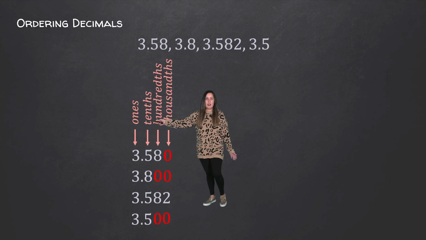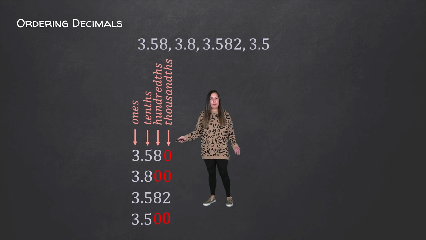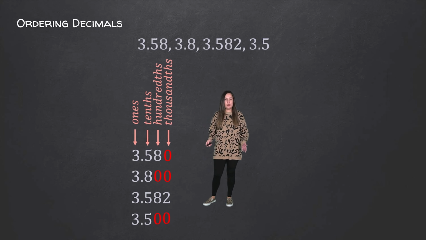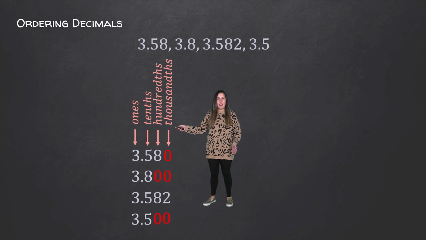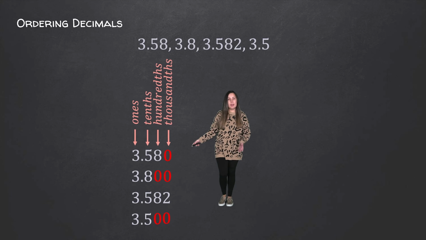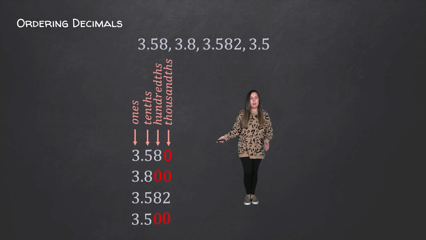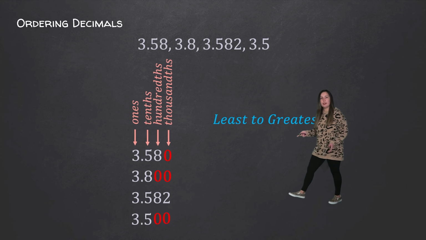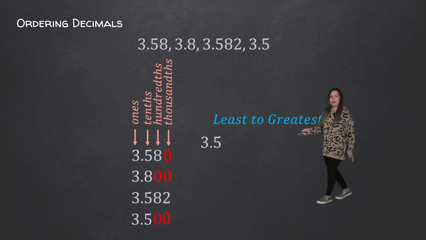So, starting off, if we look at the ones place, we have 3, 3, 3, and 3. So we cannot use the ones place to compare. Now, if we look at the tenths place, we have 5, 8, 5, and 5. So we're going to compare the numbers that have a 5 in the tenths place and look at their hundredths place value, which we have an 8, and a 0. So that automatically makes 3 and 5/10 the smallest because it has a 0 in the hundredths place value. So if we're ordering our numbers from least to greatest, we have 3 and 5/10.